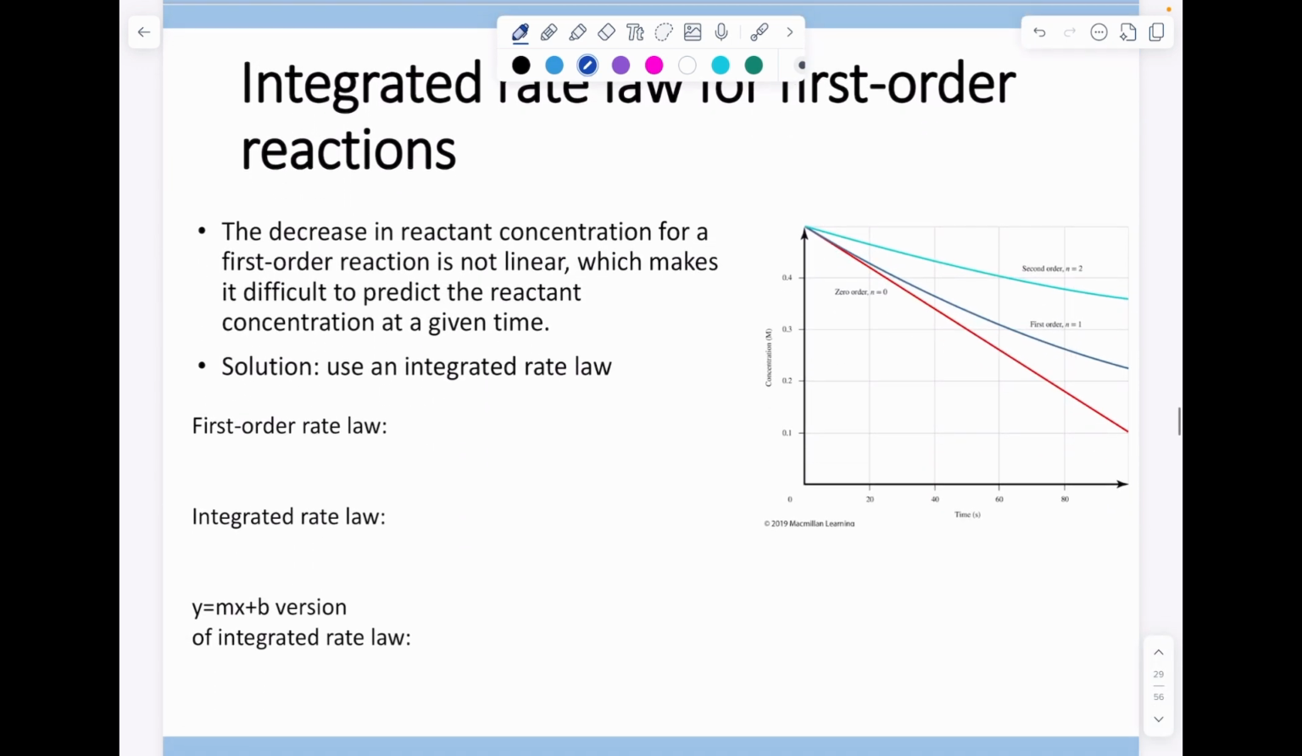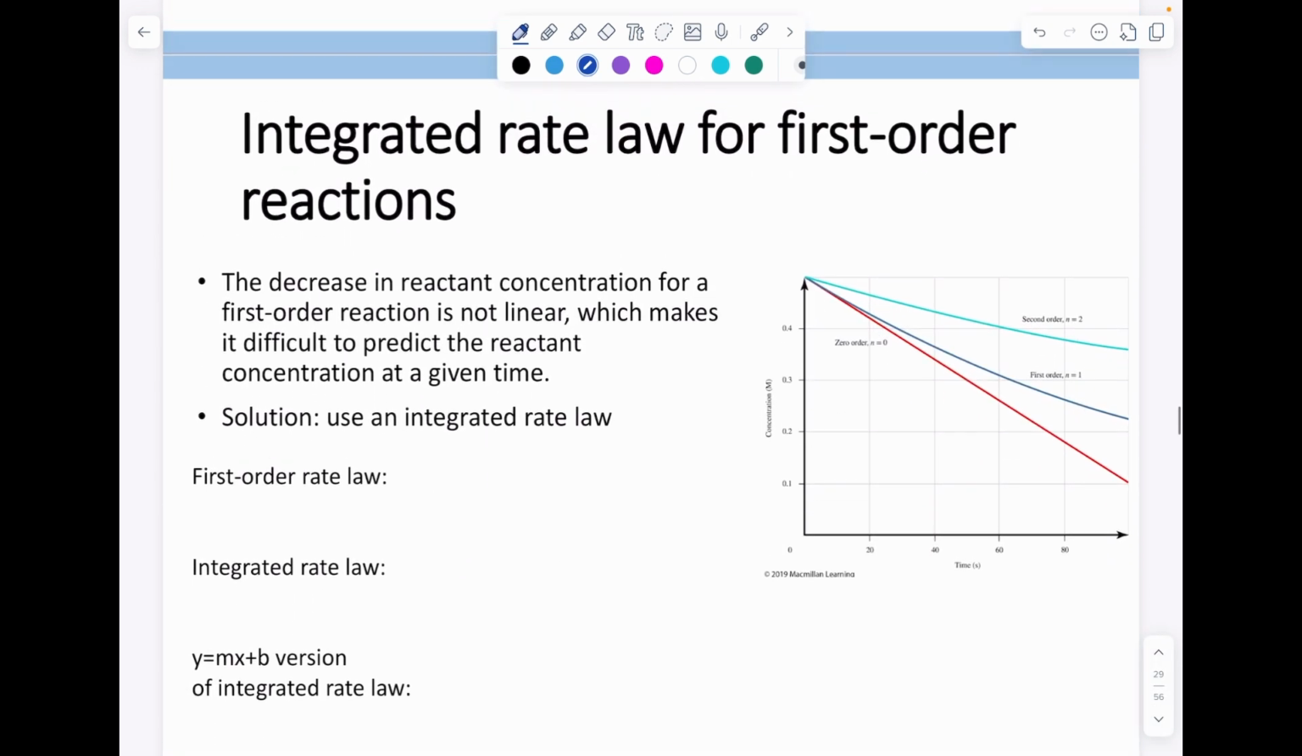And there are different equations for first and second order reactions. We'll talk about first order first. But we know some background info or reminder. We know that the decrease in reactant concentration for a first order reaction is not linear. So that's this blue line over here. Well, I just underlined first order. It's the blue line that's on there right now.